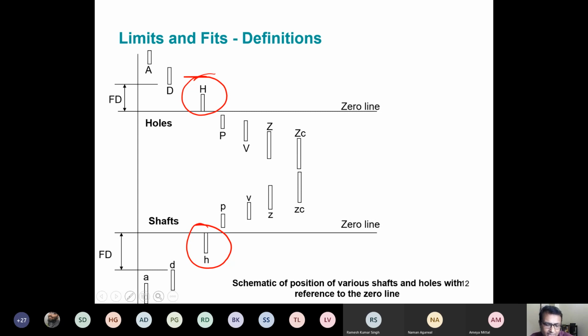So in the hole it's EI and in the shaft it is ES. Here the fundamental deviation till H is EI, and here it is ES, and it shifts after H. After H it will become ES for the hole and EI for the shaft. So what happens at H? You guys said very correctly about A.